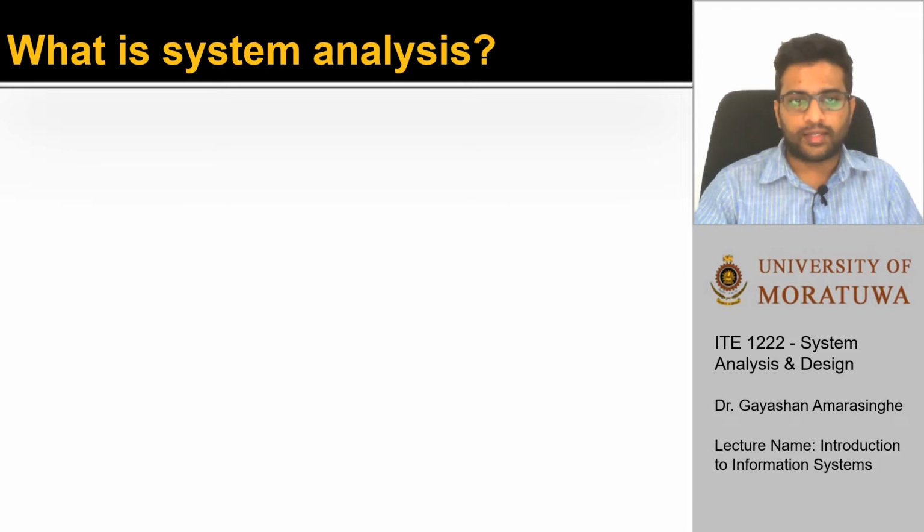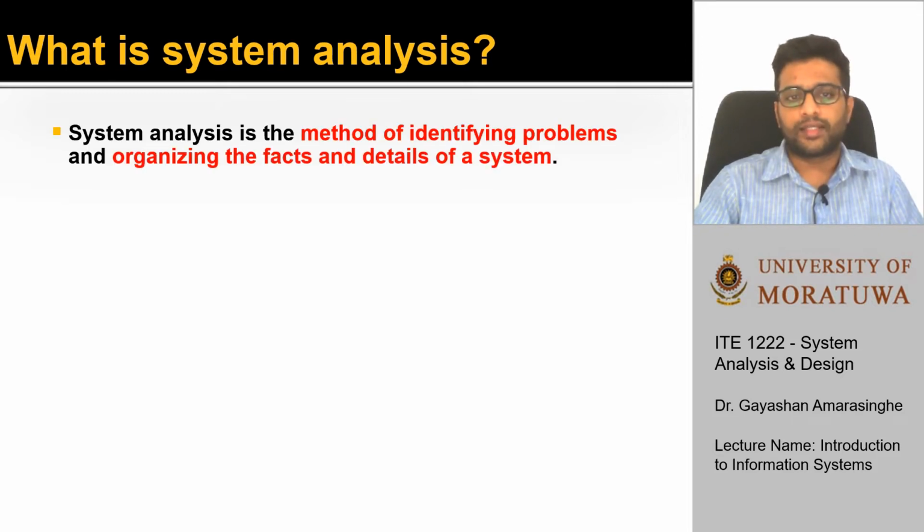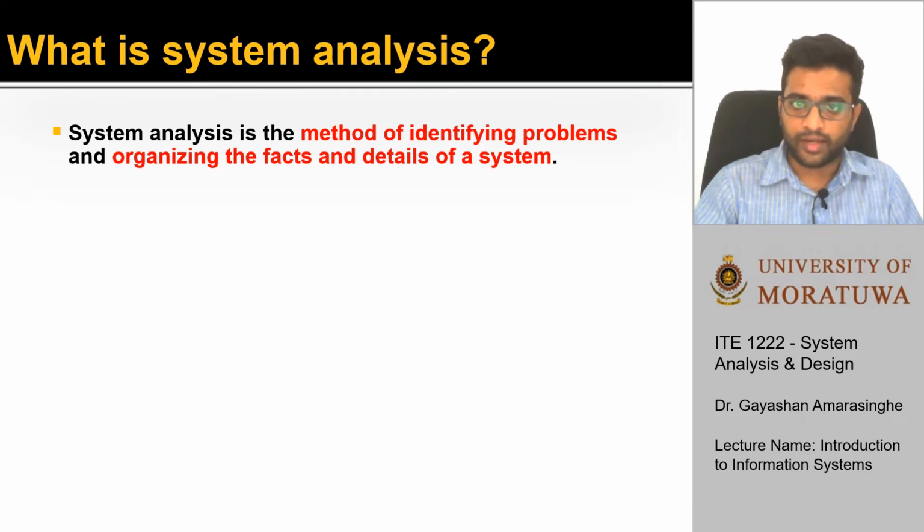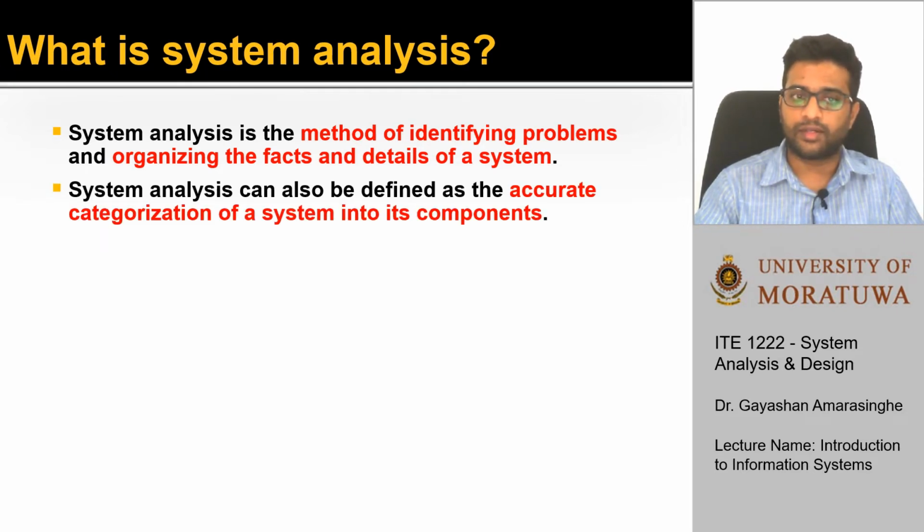So what is system analysis? System analysis is the method of identifying problems and organizing the facts and details of a system. System analysis can also be defined as the accurate categorization of a system into its components. It is essential to know what works with what, what makes something fail, and what can work autonomously.